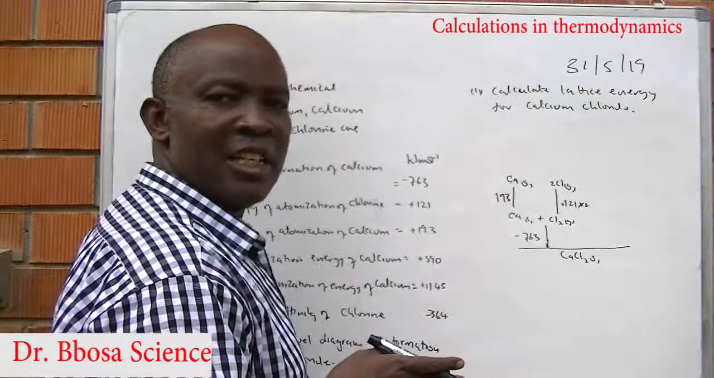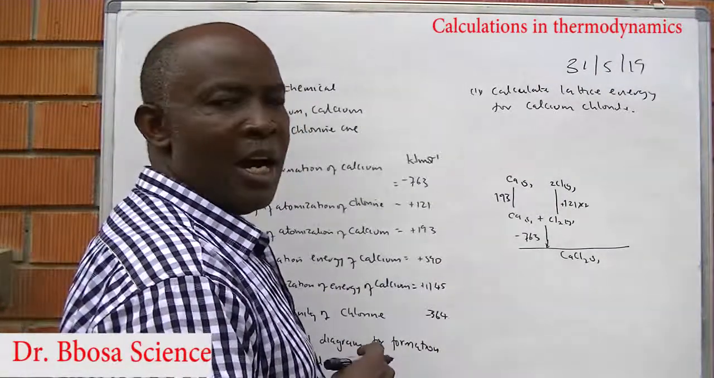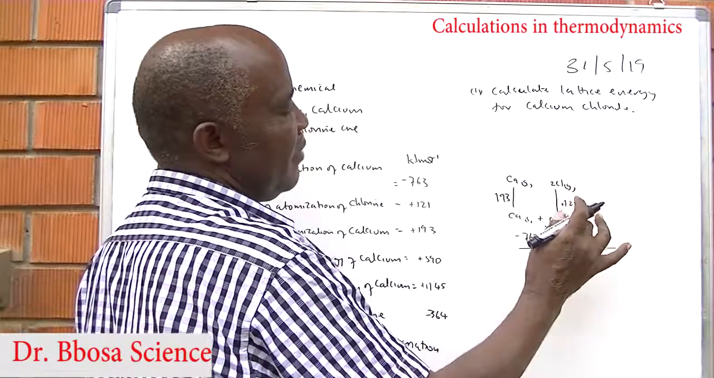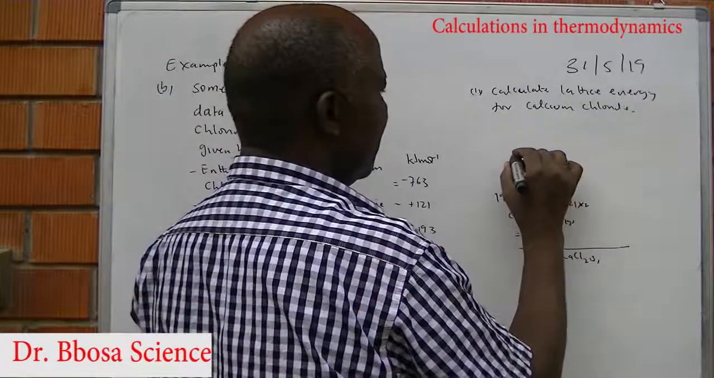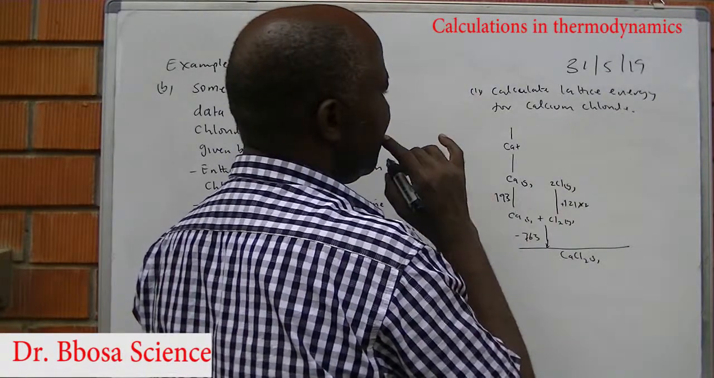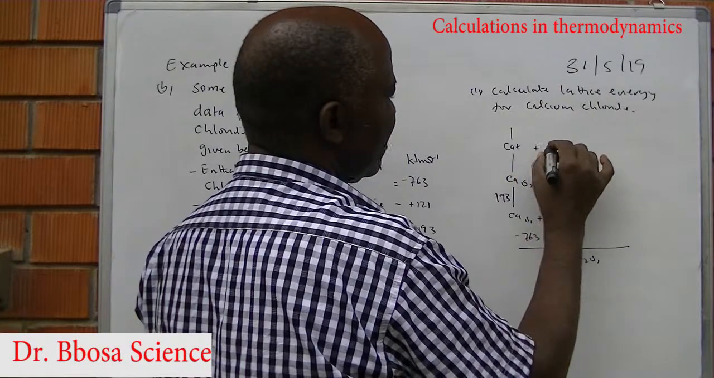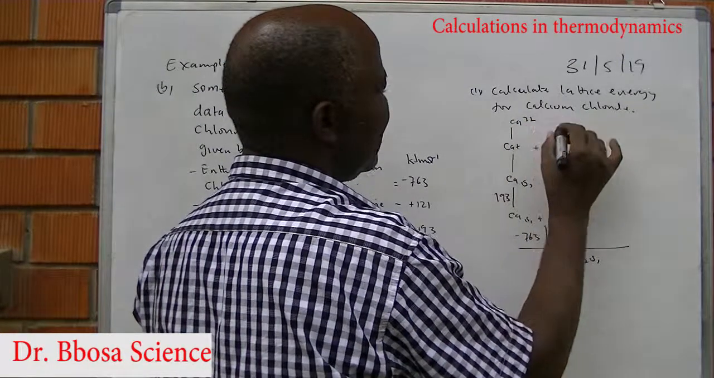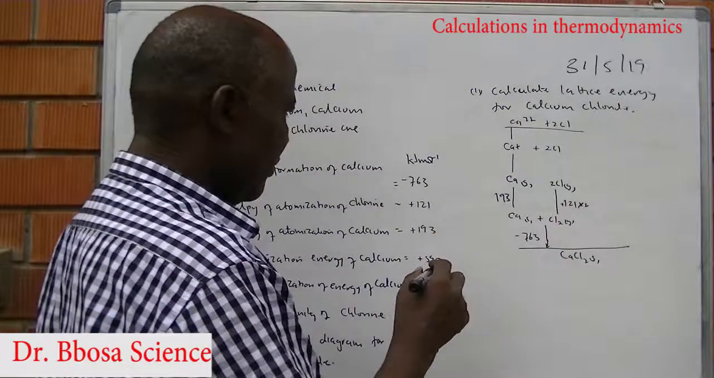Because enthalpy of atomization is the enthalpy change when one mole of gaseous atoms is formed from its element at 298 K and 1 atmosphere. So here atomization of chlorine is for one mole of chlorine atoms, so we multiply by two because we need two. Then we get calcium plus two chlorine atoms, then we get calcium 2+ plus 2 chlorine atoms.